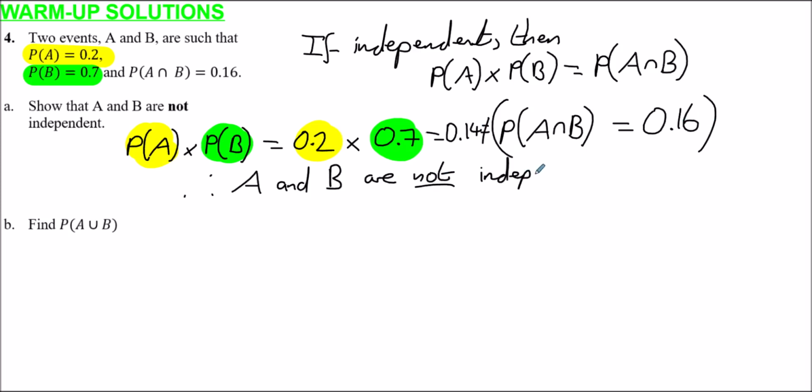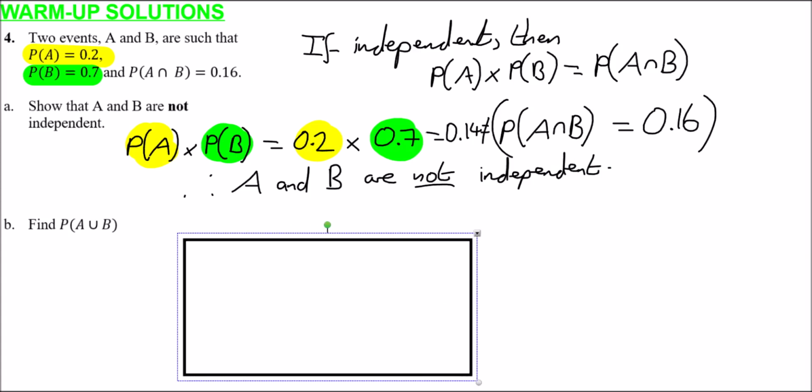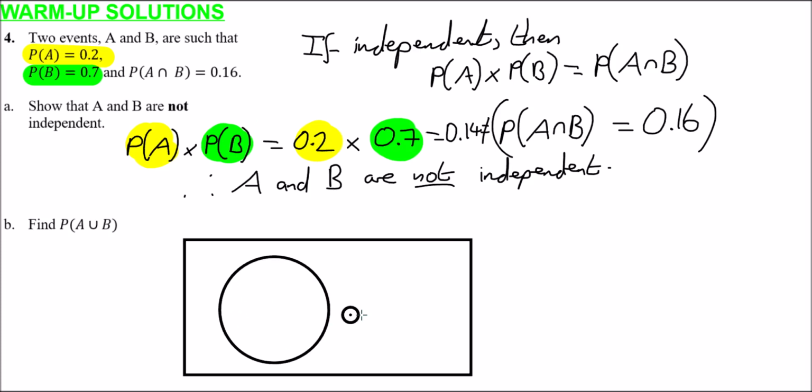Now for part B, it might well help to draw out a Venn diagram. So all we need to do here is to get a rectangle or a square to put the stuff in, and then we've got A and B, so we need two regions. So this can be region A, and over here we can have region B. And we can fill in what we know. So A and B together was 0.16. So if I just fill this in, that means the intersection, the middle bit, is 0.16.